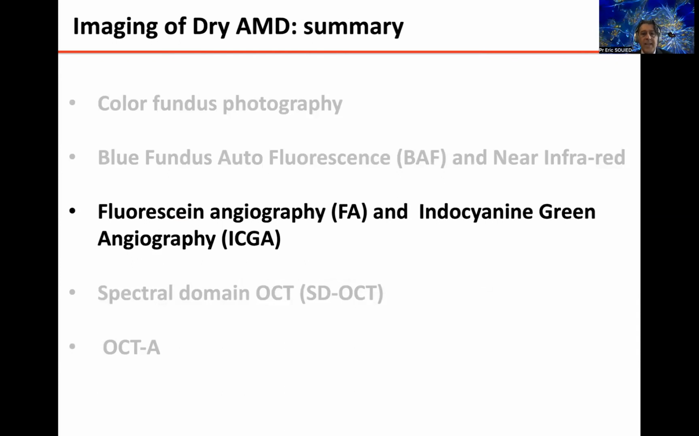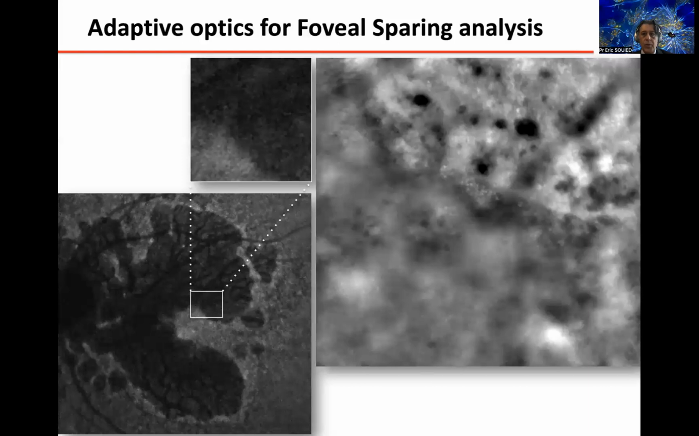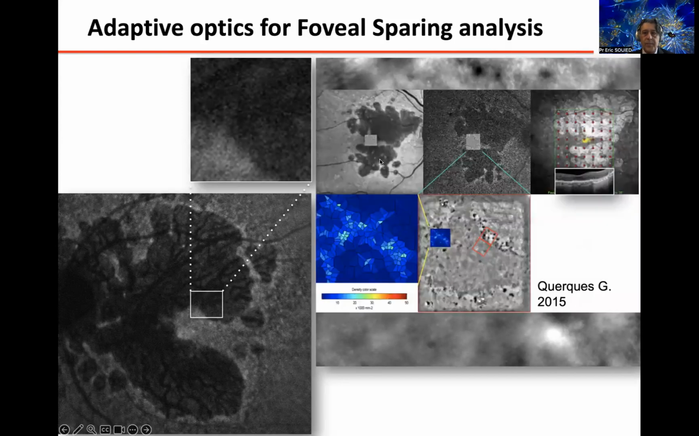Fluorescein angiography and ICG are poorly used in the context of GA, but can be used for differential diagnosis or in any doubt of CNV. Oh, just one point: we didn't talk about this other option that is adaptive optics for foveal sparing. It can also be used for foveal sparing analysis and counting the cells in this lesion.